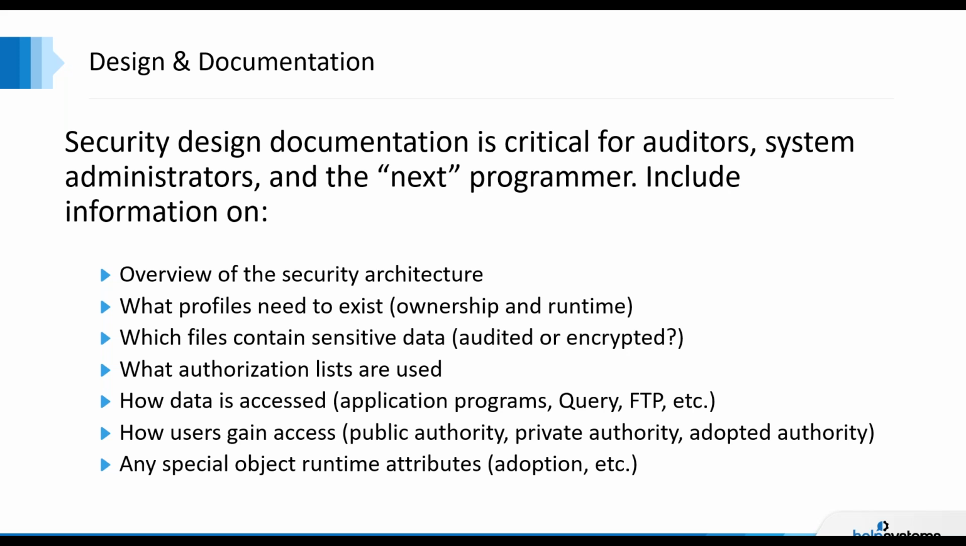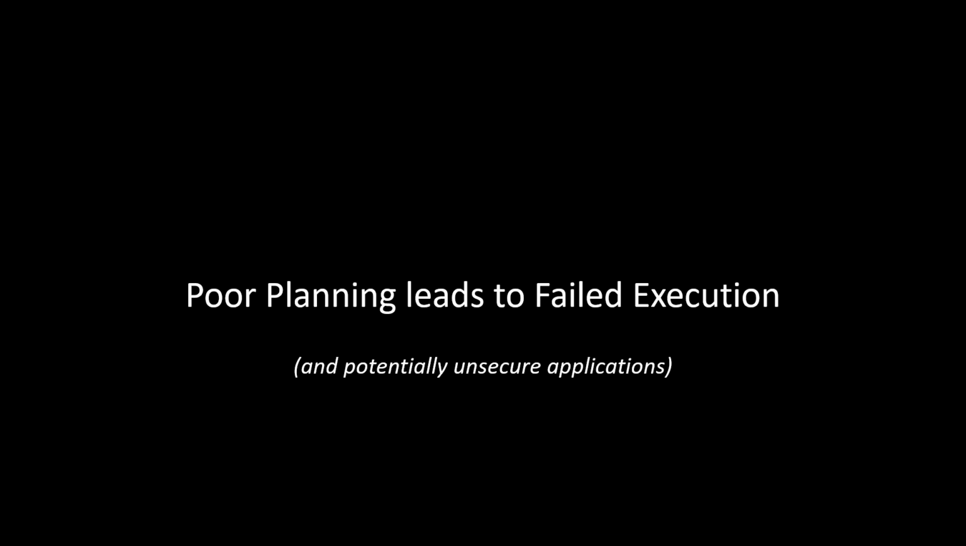And then if there's any special runtime attributes on the application, I mentioned adoption a couple of times and we'll talk more about that, but is there anything that should be set on those objects that, if recompiled and omitted, will cause issues to the application? Now, once we do that, of course, we hopefully avoid some type of failed execution by omitting something that has caused an issue.